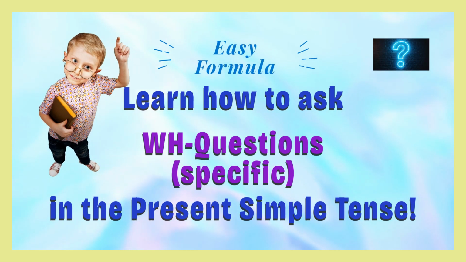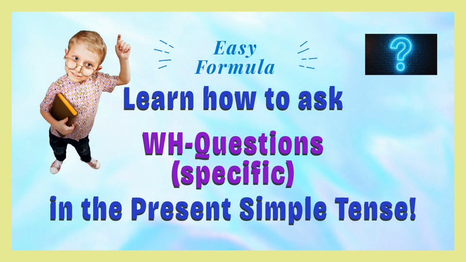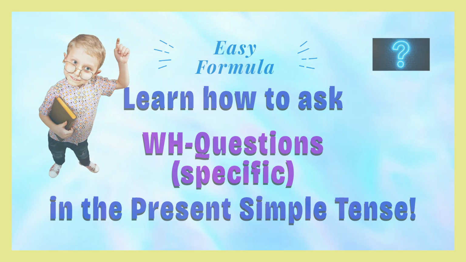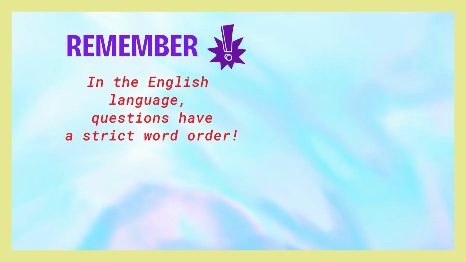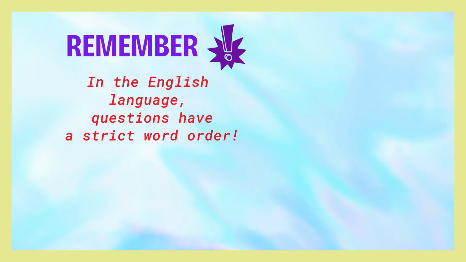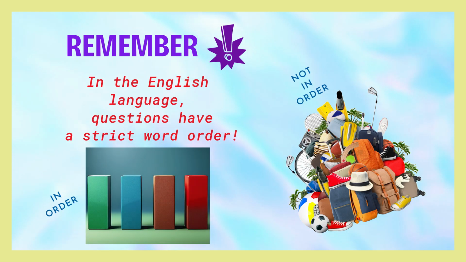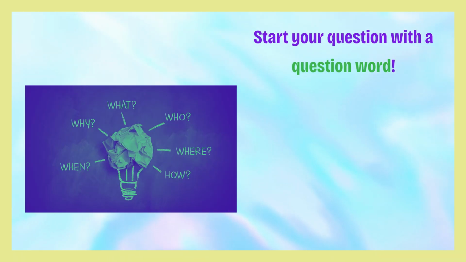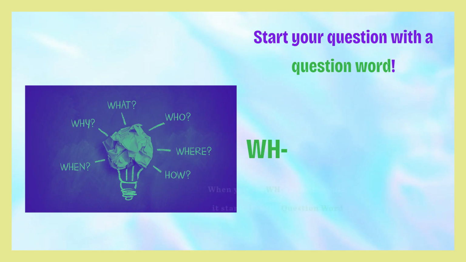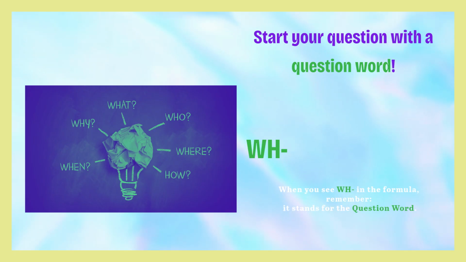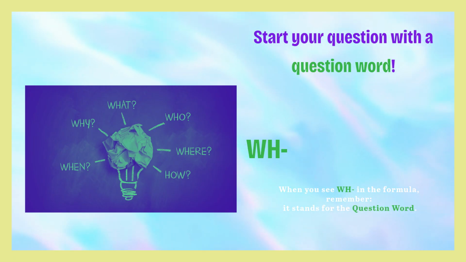Learn how to ask specific questions in the present simple tense. Easy formula. Remember, in the English language, questions have a strict word order. Start your question with the question word: when, why, what, who, where, how. When you see WH in the formula, remember it stands for the question word.